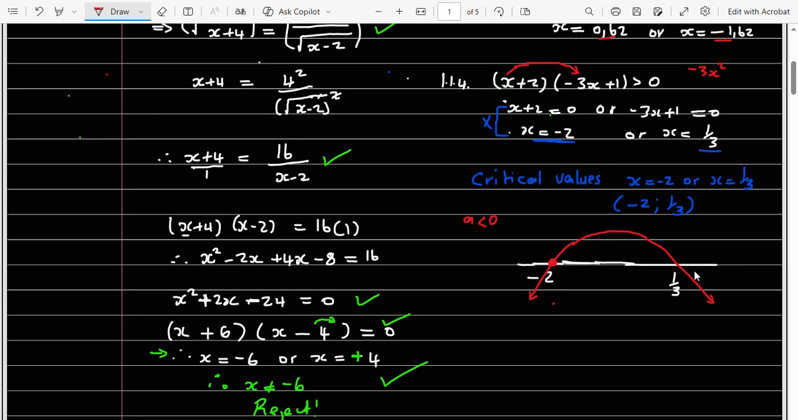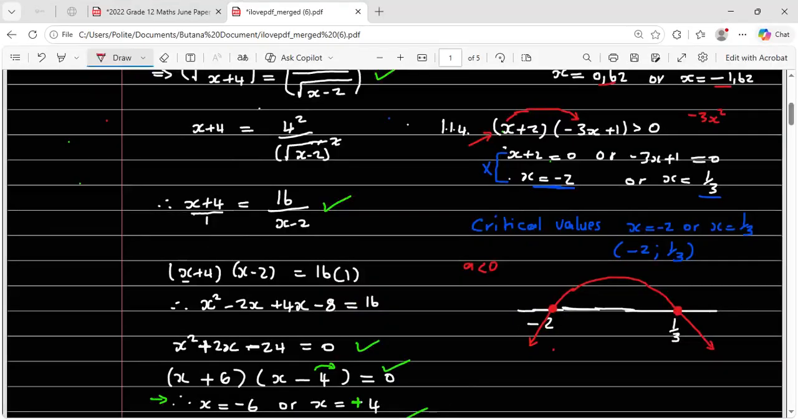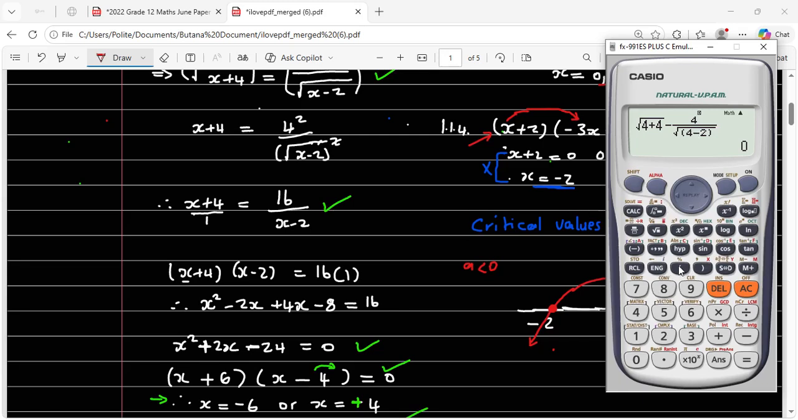From this point to that point, I'm going to choose any number between -2 and 1/3. The best number that you can choose is 0. Choose any number, substitute it in that original equation, and see what the answer is. So I'm going to put 0 there. Where there's x, I'm going to put 0, which gives 0 plus 2, close the bracket, then -3x, which is -3 into 0, so this will be 0. Then we add 1, and we get an answer of 2.